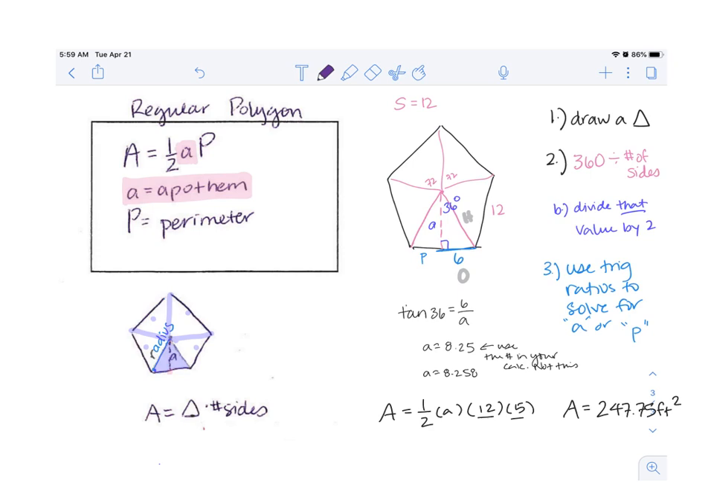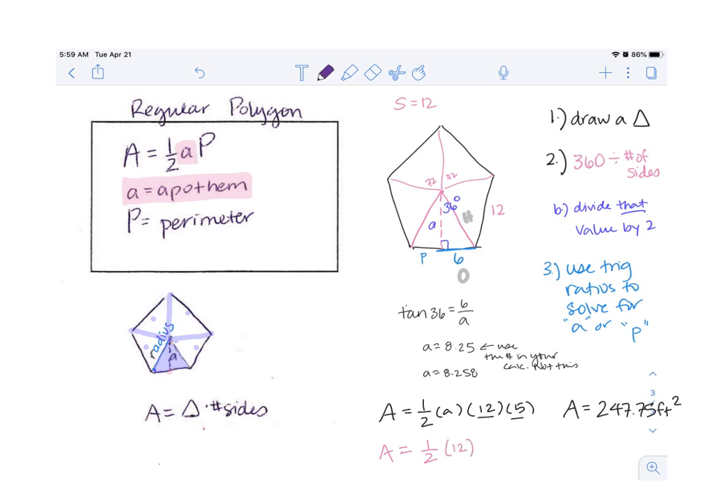I rounded it. It was 0.748, so I rounded to the nearest hundredth. I do want to show you, though, that the method I use, where I use the area of the triangle and then multiply it, it's the same thing. What I do is I say, I'm going to get the area of the triangle, which is 1/2 base times height, and the base is 12.